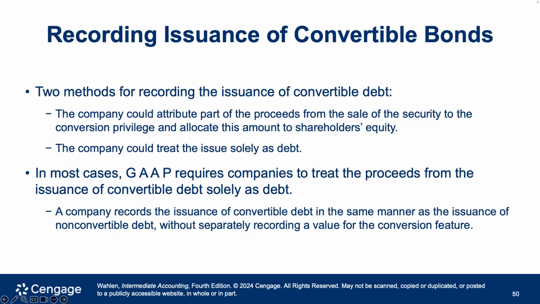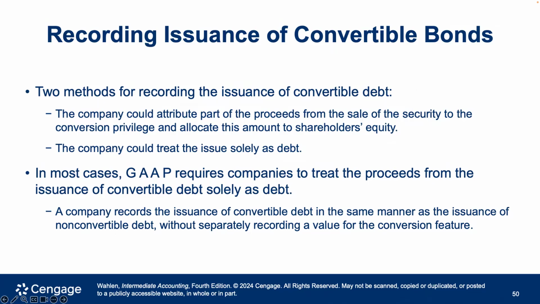FASB does not define a substantial premium percentage for them. However, in practice, auditors suggest that a premium greater than 10% would be substantial. So let's talk about how we record a convertible bond when it is first issued.